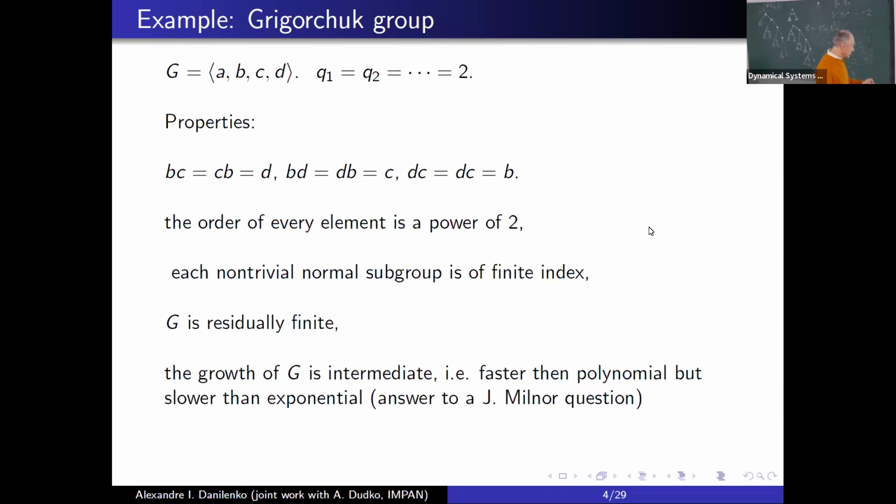This was an answer to Milnor's question. Another property of G is that G is amenable, which means that it contains a sequence of Følner subsets, but it's not elementary amenable. That is, it cannot be obtained from finite groups and abelian groups using the operations of passing to a subgroup, passing to a quotient group, and countable increasing union.